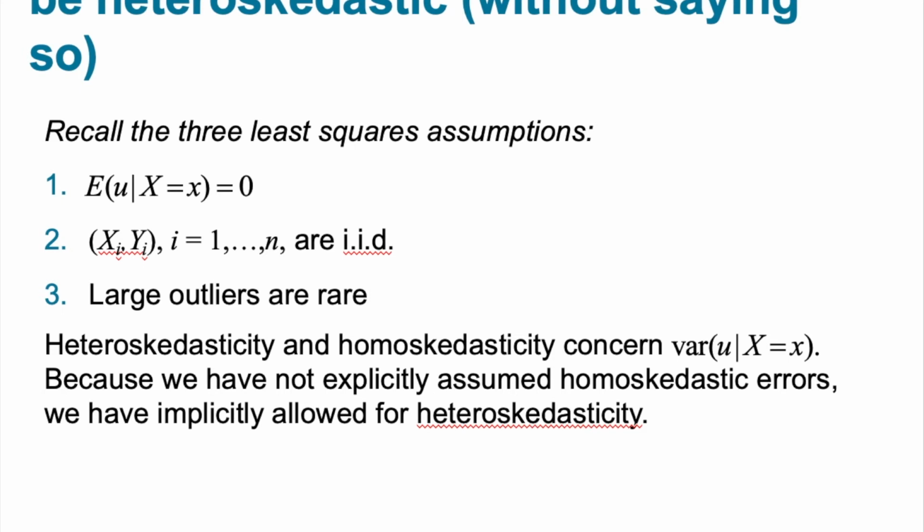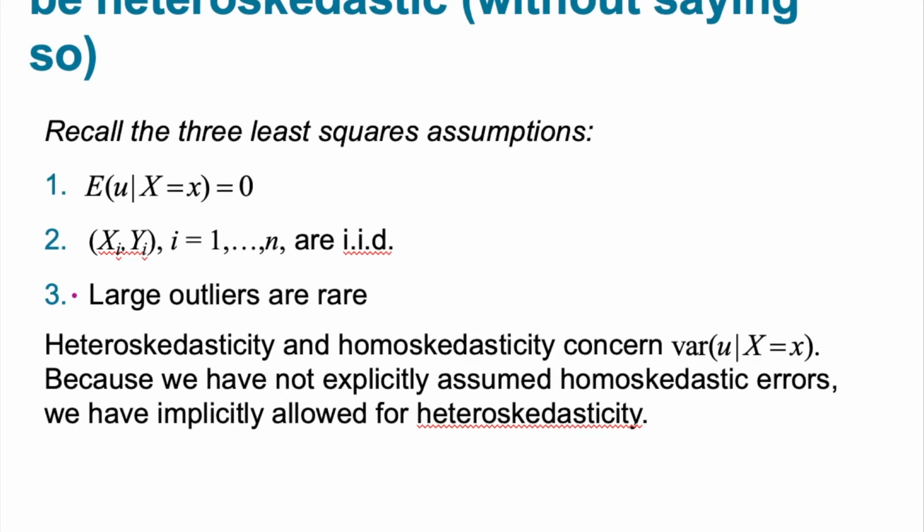We're going to continue our discussion of homoskedasticity and heteroskedasticity in this video. So far, in chapters 4 and 5 up to this point, we have implicitly assumed that the OLS residual U might be heteroskedastic, without really saying so. Right? We have assumed it implicitly.